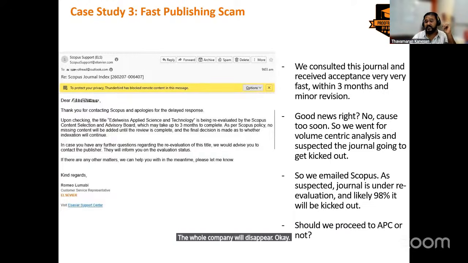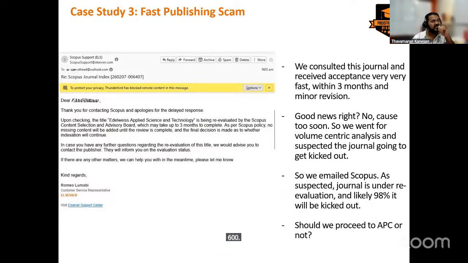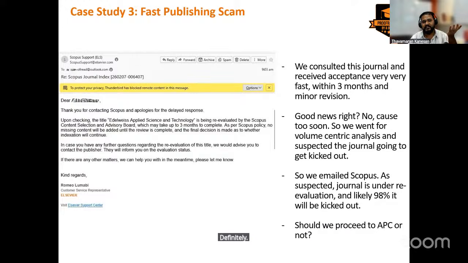Okay, can you imagine how much they will make? 100 papers, 1,000 USD, 200,000 USD in 1 month. In 3 months, they'll make 600,000 USD and then they'll disappear. That's it. They'll open new publishing house. They'll restart the whole journey. 600,000 USD is 2.4 million ringgit. Okay. So if any donkey comes and tells you fast publication, accept very fast, definitely please. I mean, if you want to waste your money, you go ahead, lah.